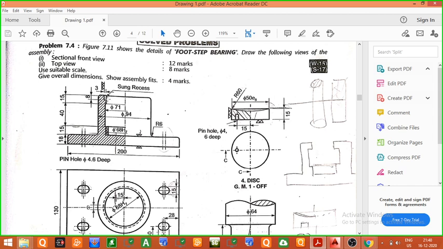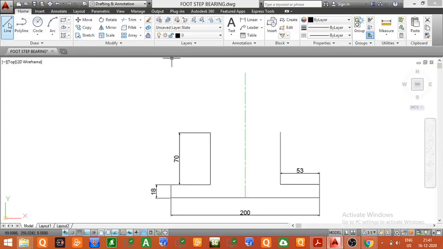So we can say that the difference of the outer distance from here to here will be equal to 94 minus 68. So this distance will be equal to half of 26, that is 13. So this line will be of distance 13 mm. Now we will draw horizontal lines of length 13 mm from this point.